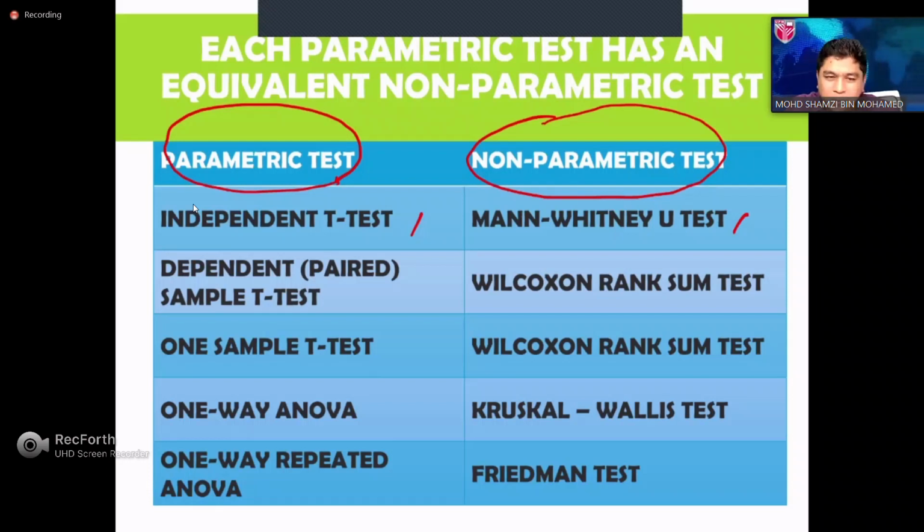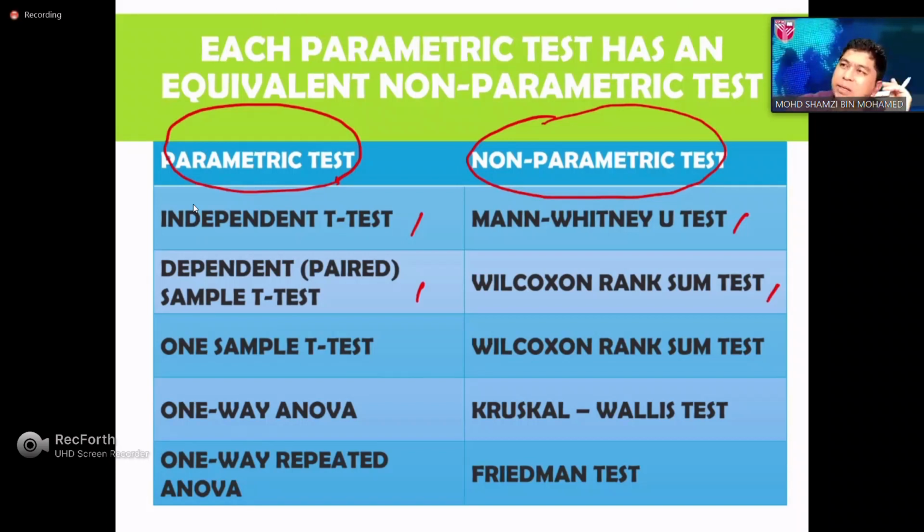For the dependent or paired sample t-test, you have Wilcoxon. For the one sample t-test, where you compare a sample against a known value, you also use Wilcoxon. For one-way ANOVA, the counterpart is the Kruskal-Wallis test. And for repeated measures ANOVA, the counterpart is called the Friedman test.